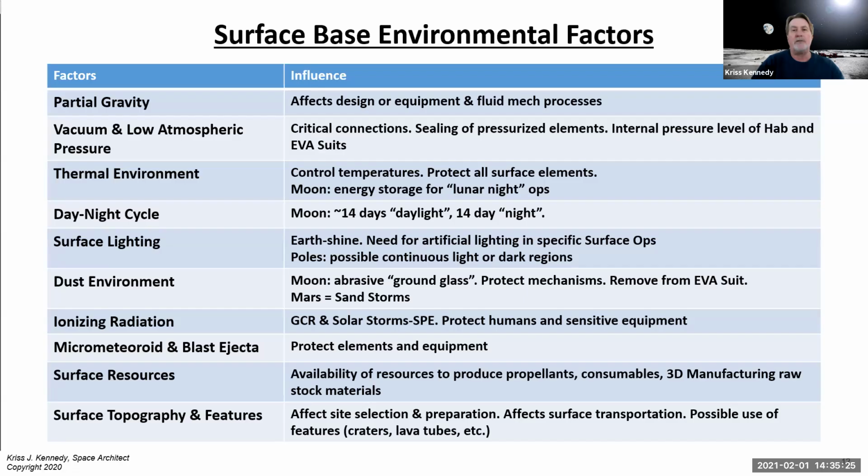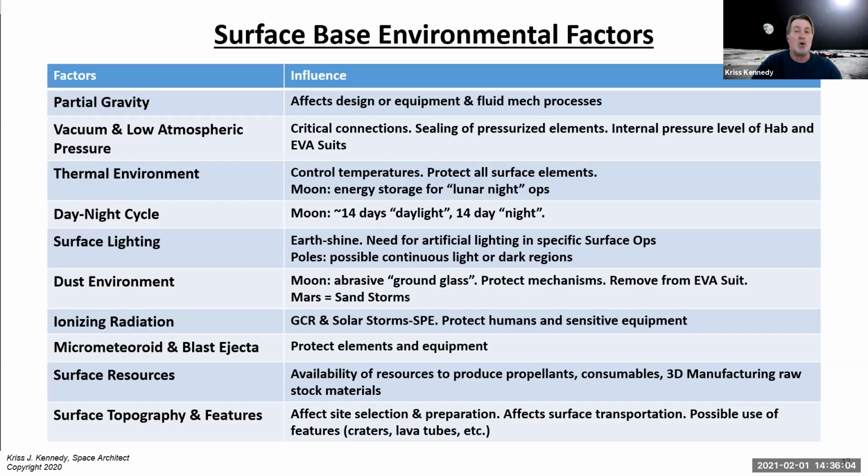Here are some environmental factor considerations that influence surface-based design. Partial gravity affects the design of equipment and fluid mechanisms. You have the vacuum and the low atmospheric pressure, which is critical for connections, seals, internal pressure of the habitat, and EVA suits. The thermal environment: controlling the temperatures, protect all surface elements. Energy storage for lunar night is very important because you have the day-night cycle on the moon, which is different than here on Earth. 14 days of daylight and 14 days of night.